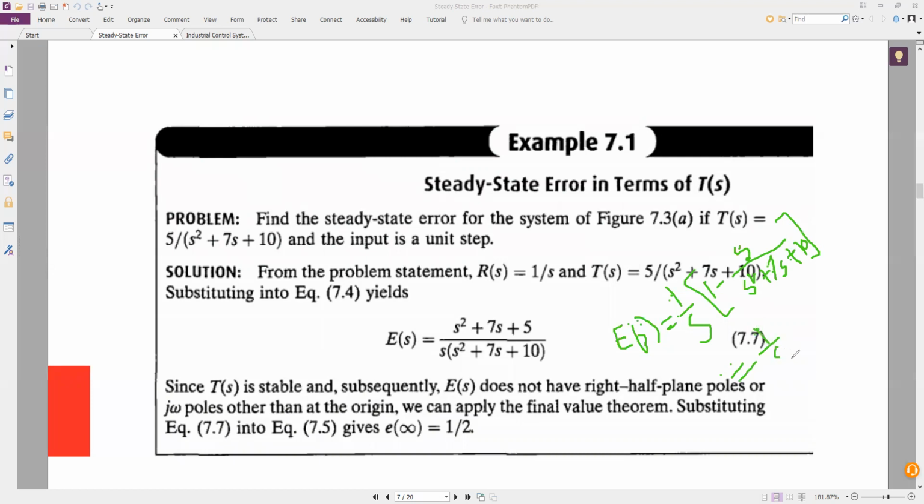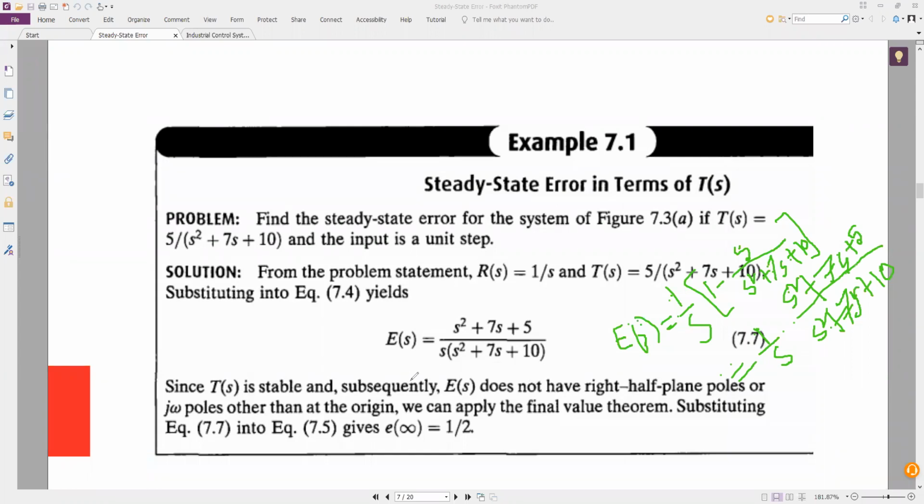So this gives s square plus 7s plus 5 in the numerator over s square plus 7s plus 10. I don't know, my mouse has some problem, I think. Okay, so something like that.